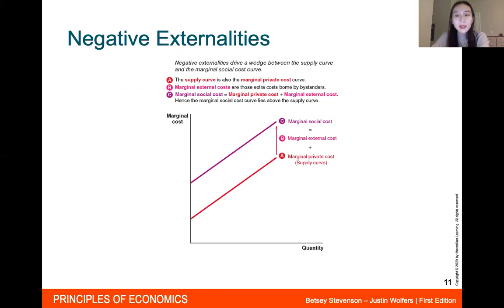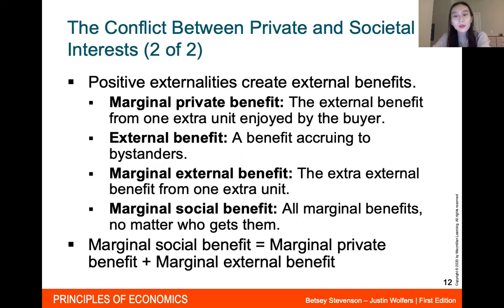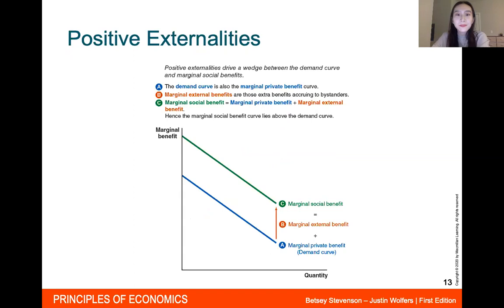Based on the same rationale, when we combine the private value, which is the initial demand curve, with the external benefit, we can get a new demand curve that indicates the social benefit. So this indicates the positive externalities.